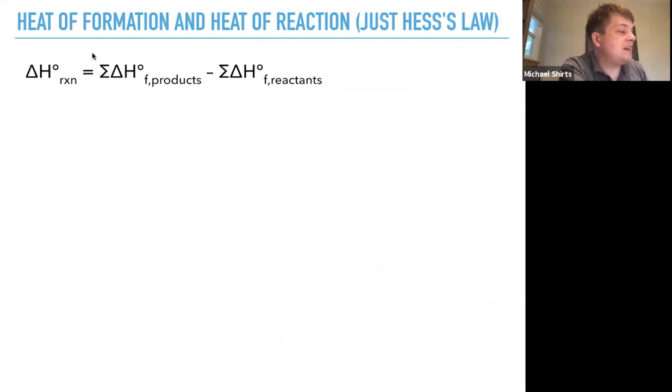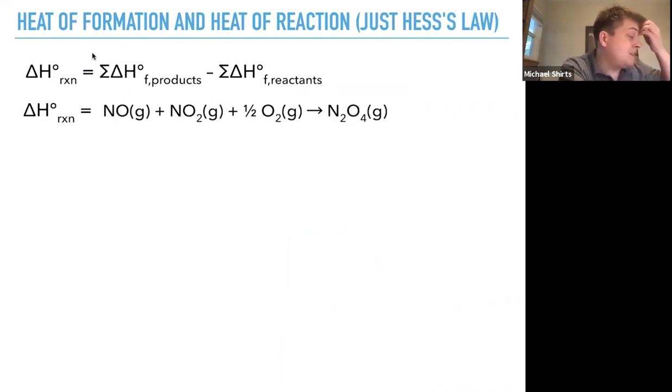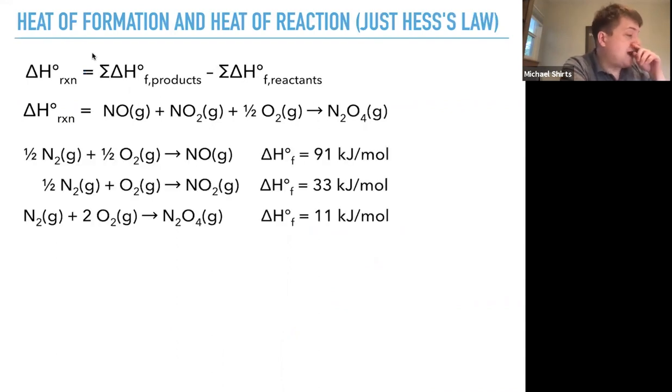So let's take a look at this. Let's look at an example. Let's say we're interested in this reaction of NO plus NO2 plus oxygen to produce N2O4. And we're given these heats of formation. Let's check to make sure they are heats of formation. Yes, they all involve on one side just nitrogen and oxygen in their most stable states. And on the right side, we have just the compound.